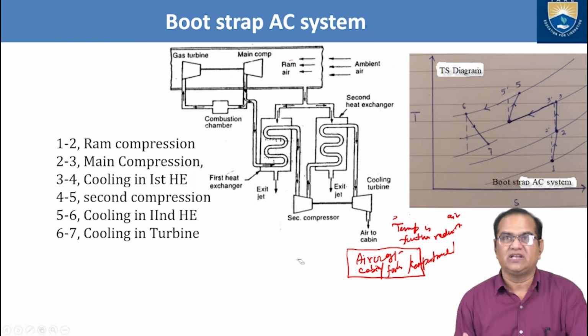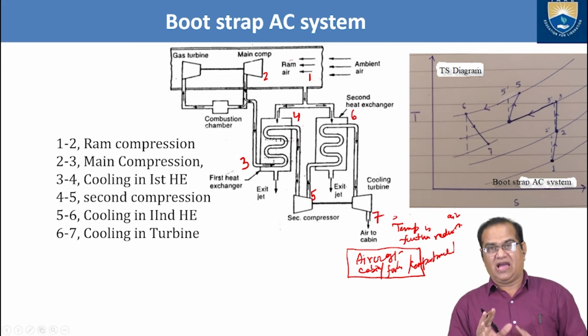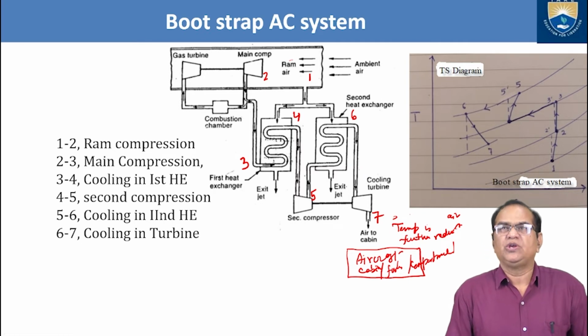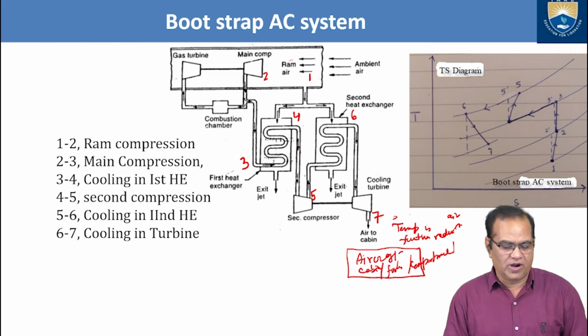You can see here the RAM compression. This is point 1, this is 2, this is 3, this is 4, this is 5, this is 6, and this is 7. Okay, I have given the numbers, so you can very easily detect what the meaning is here.